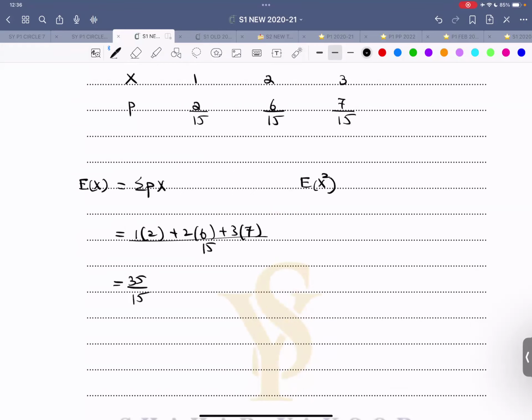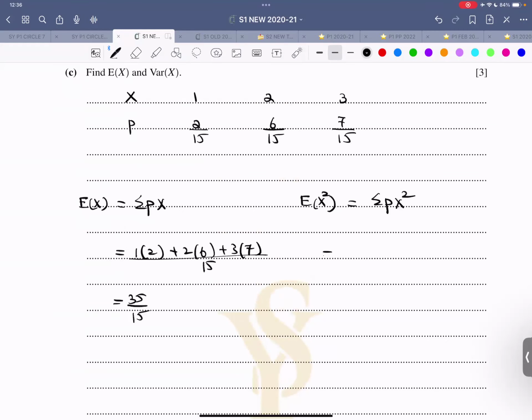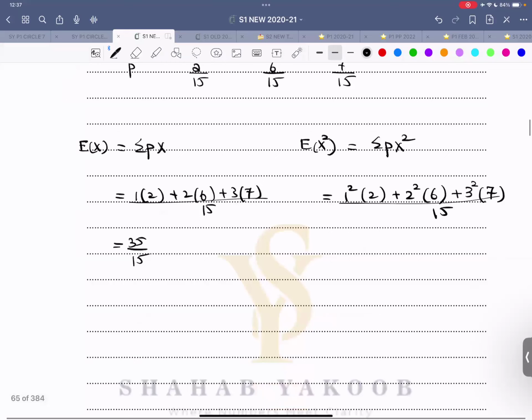Expectation of X square, that is sigma Px square. So basically, we will take the value 1, square it, and multiply with 2. We will take the value 2, square it, multiply with 6. We will take the value 3, square it, multiply with 7, divided by 15. So 9 sevens are 63, 4 sixes are 24. So 63 and 20, that is 83, 87, 87 plus 2, that is 89. So also double check my working. That is 89 over 15.